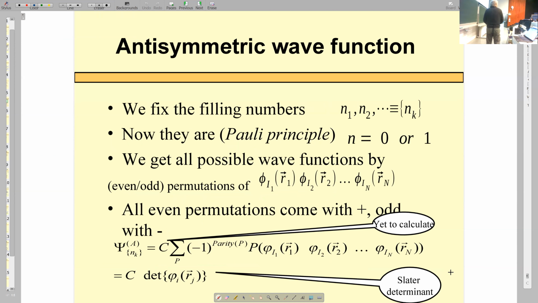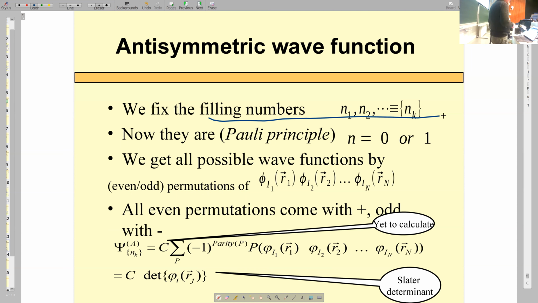Antisymmetric wave function. It's almost the same, but eventually the difference is, let me give a small preview. The difference is that we have only two occupation numbers, 0 and 1 for fermions. The state is either empty or filled. But the flow is precisely the same. We fix these filling numbers, these occupation numbers.